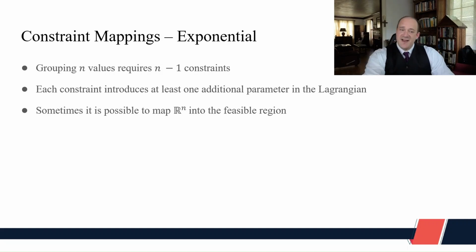But sometimes it is possible to map Rn into the feasible region. I'm guessing not always, but sometimes you can.